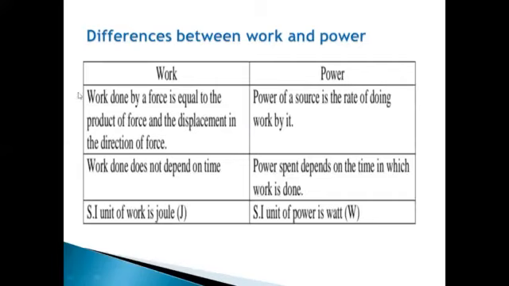The next thing we will discuss is the differences between work and power. First, the work. The work done by a force is equal to the product of force and the displacement in the direction of force. As we have learned, work is said to be done only when a force is applied and there is a displacement of the body in the direction of the applied force. And what is power? Power of a source is the rate of doing work by it. Whatever work you do in 1 second is said to be power, or in a given time t, whatever work you do is the power of a machine.